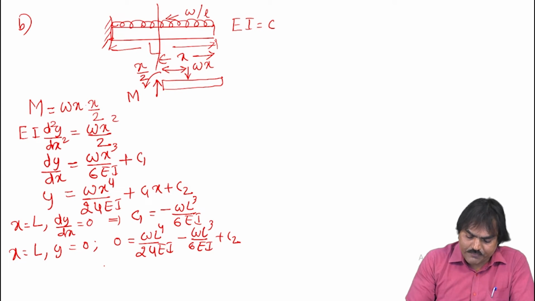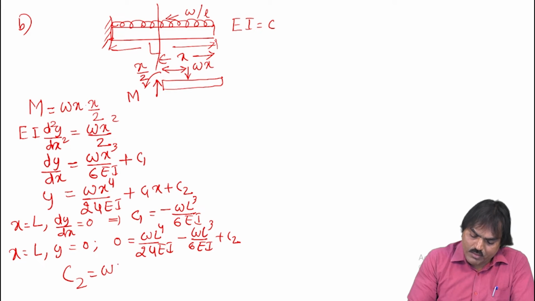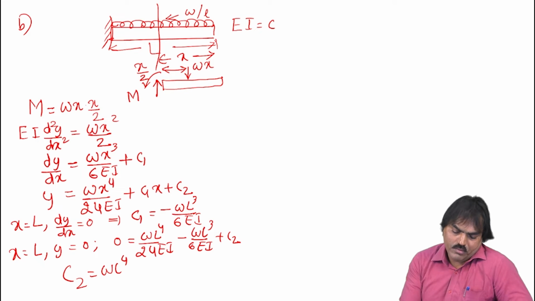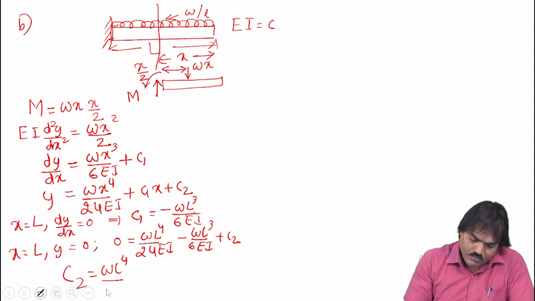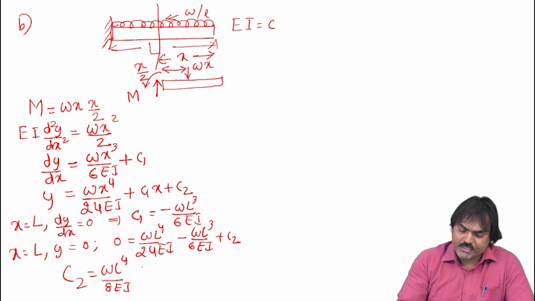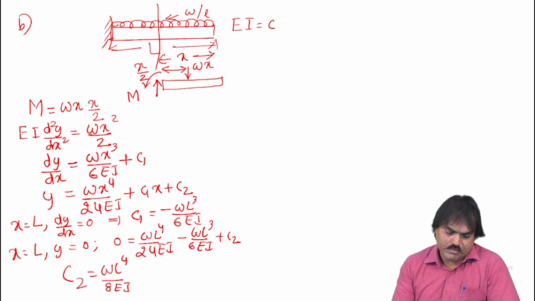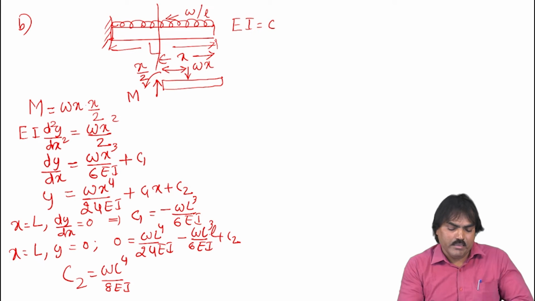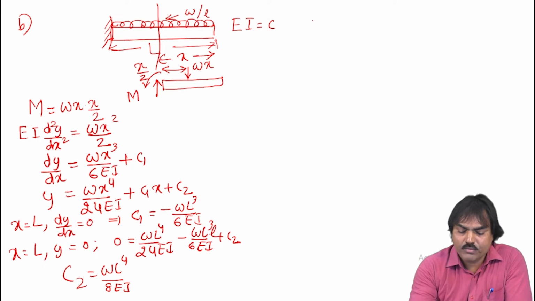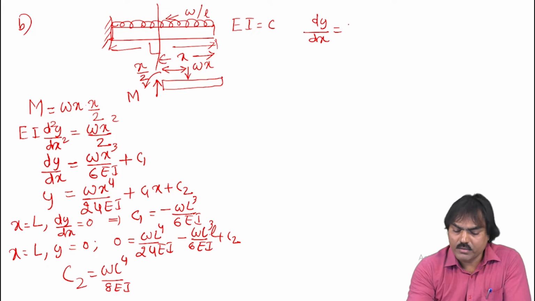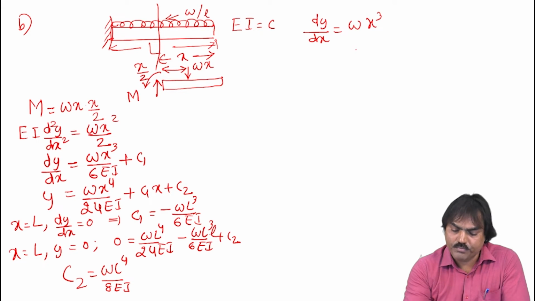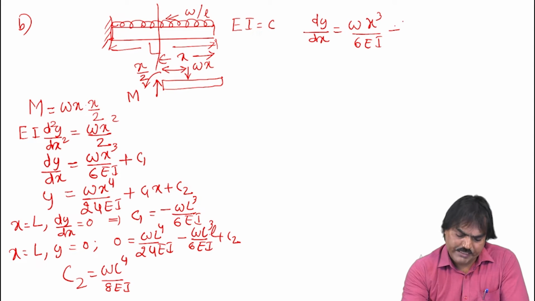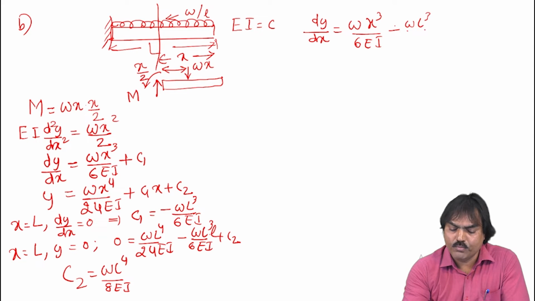Okay. From which we can find the C2, constant of integration, WL to the power of 4 by 8EI. If you evaluate this, you will get this much. Okay. Because into L here. Okay. So substitute back in this slope and deflection equations. You will have the slope equation dy by dx, that is Wx cube by 6EI, C1 is minus WL cube by 6EI.